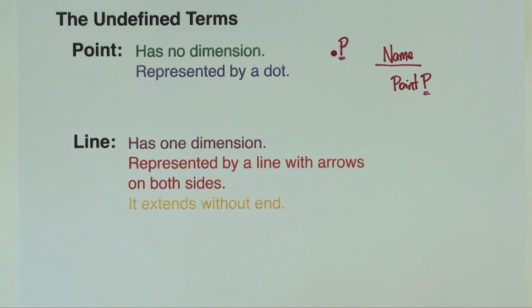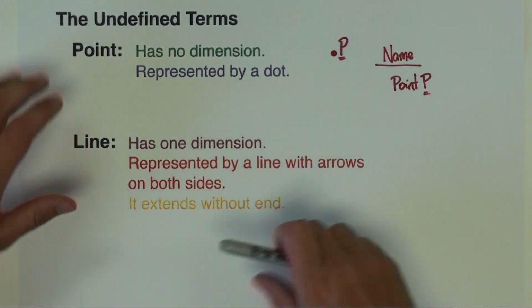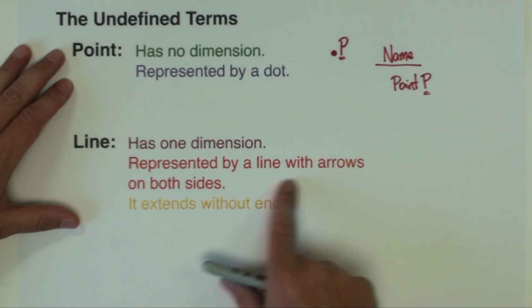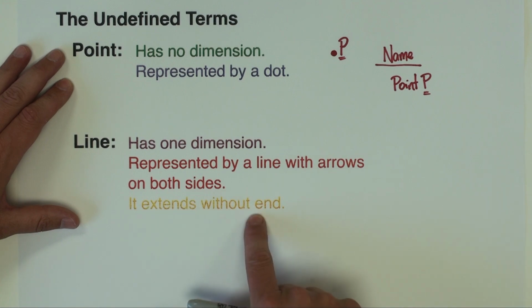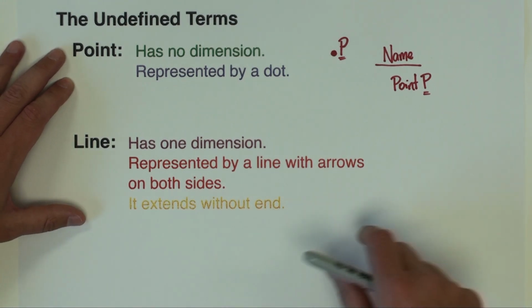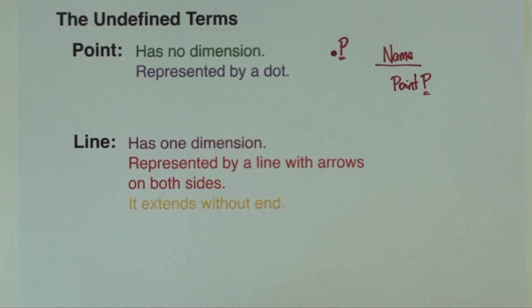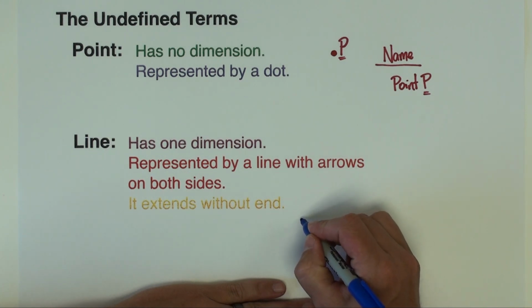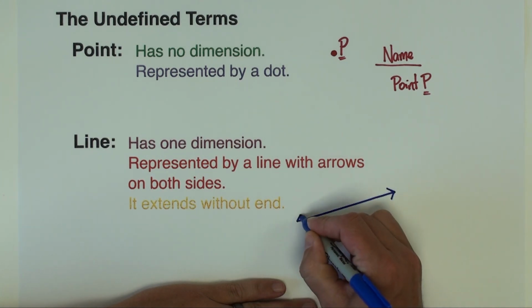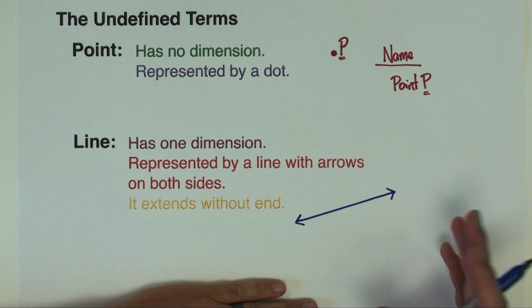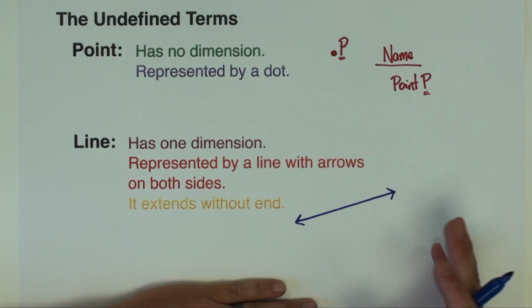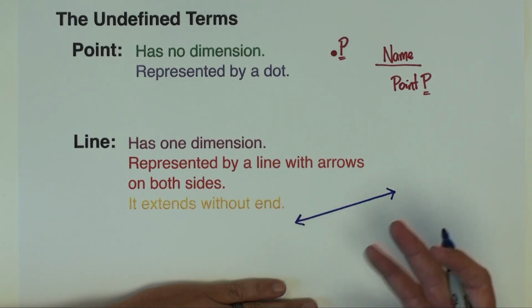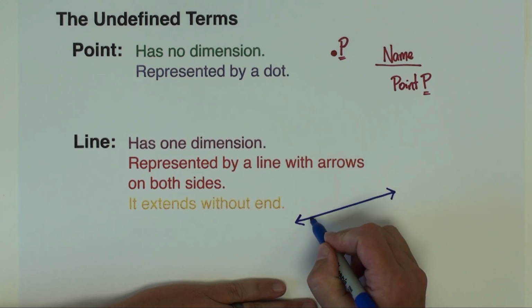Okay, next let's talk about a line. A line has one dimension. It's represented by a line with arrows on both sides, and it extends without end in both directions. So a line might look something like this. Now a line, we'll learn later in a theorem, has to contain 2 points. So let's put 2 points on the line.